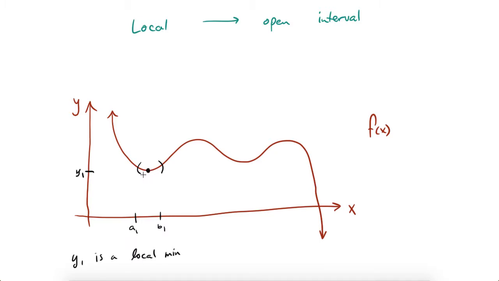And again, this is sort of a local phenomenon. I don't care what's happening in all of the graph. I just need to know what's happening on some open interval. And this interval could be tiny. I mean, we could also just take some little teeny tiny one here.